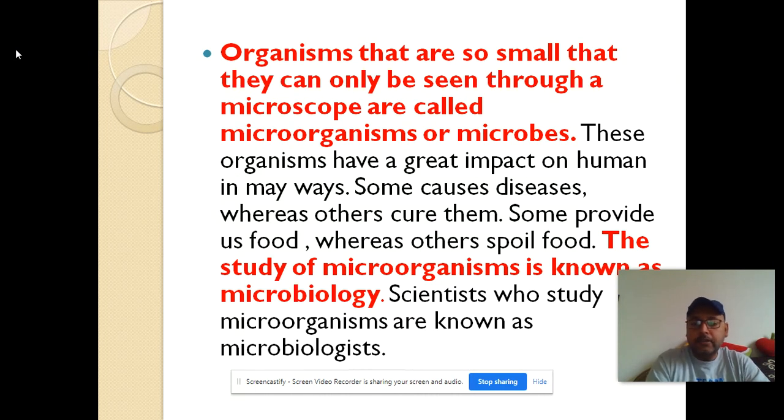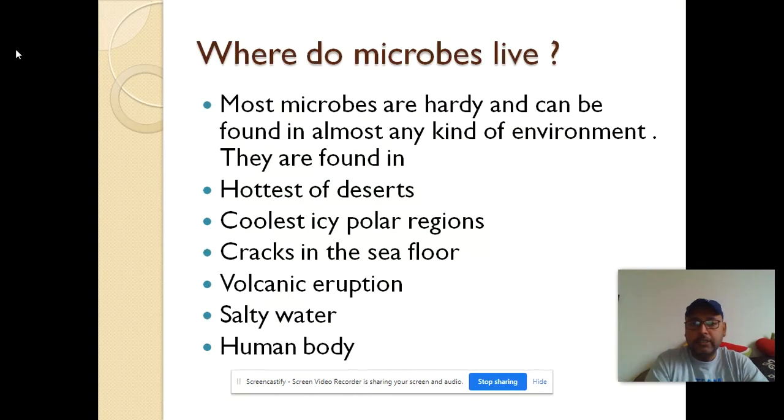The study of microorganisms is known as microbiology. So where do they live? Most of the microbes are hardy and can be found in almost any kind of environment. These are the different types of environment in which we can find them: hottest of deserts, coolest icy polar regions, cracks in the sea floor, volcanic eruptions, salty water, and the human body.